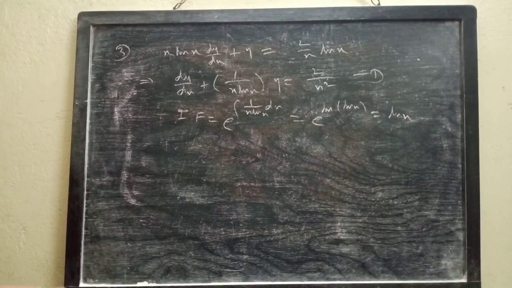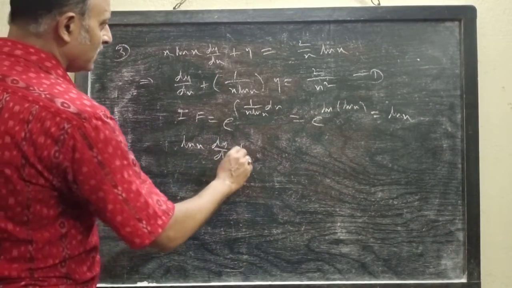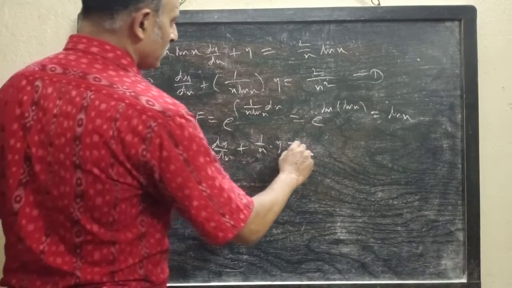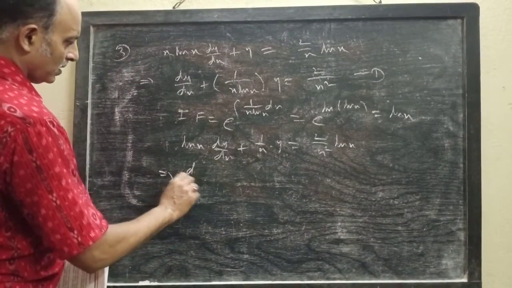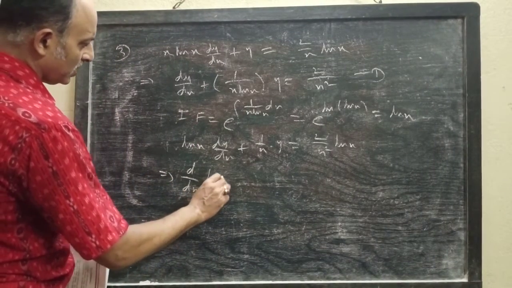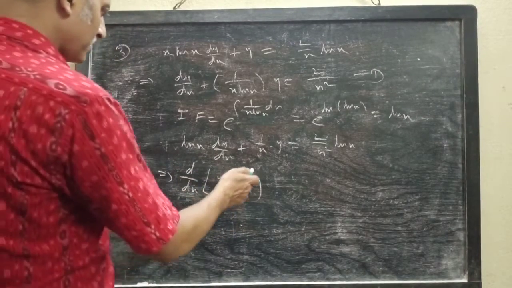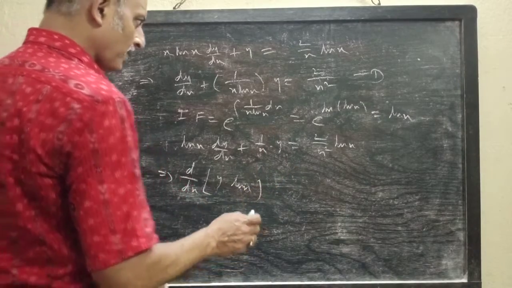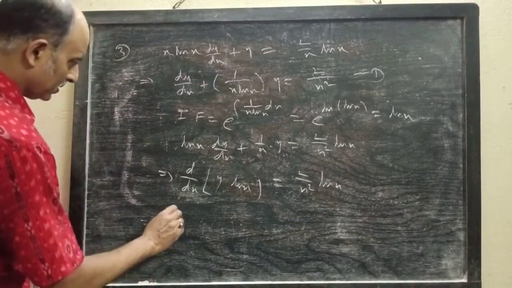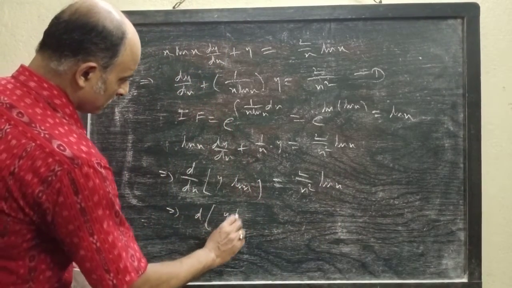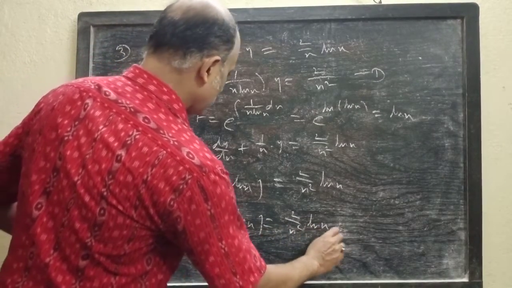Now multiply both sides by ln x, you get ln x dy/dx plus 1 by x y equals 2 by x square ln x. Now I am writing d/dx of first dependent variable into integrating factor. Check dy/dx, y unchanged, 1 by x. Okay. So d/dx of (y ln x) equals 2 by x square ln x, dx.